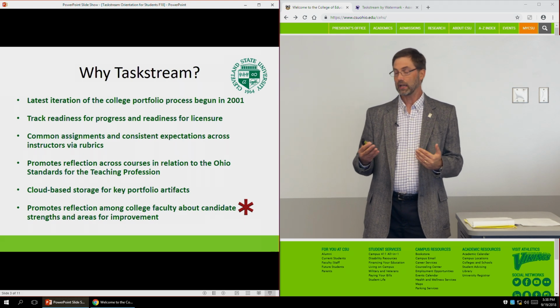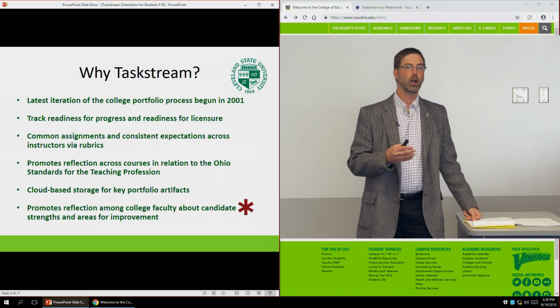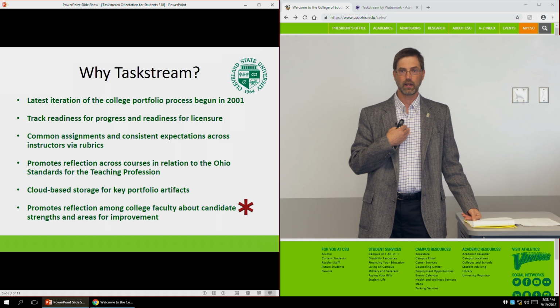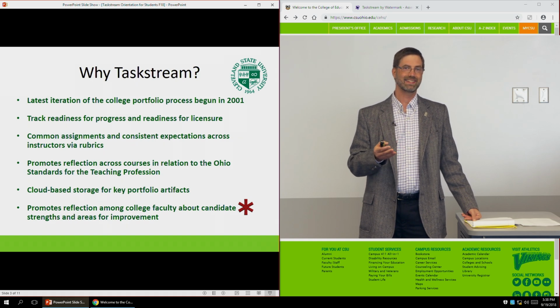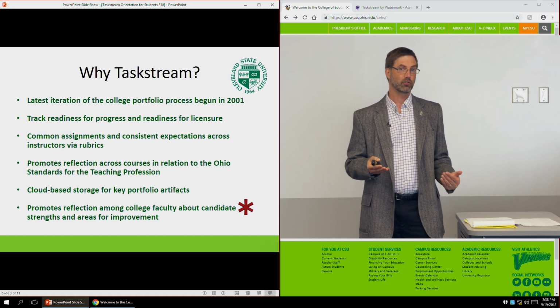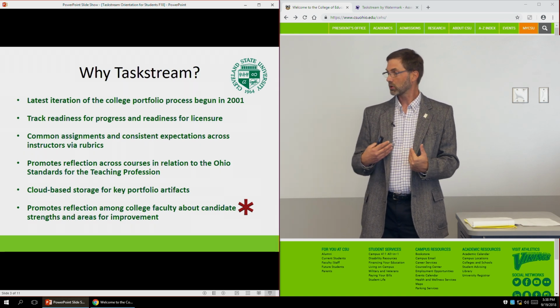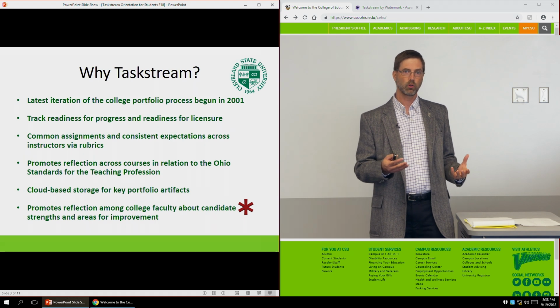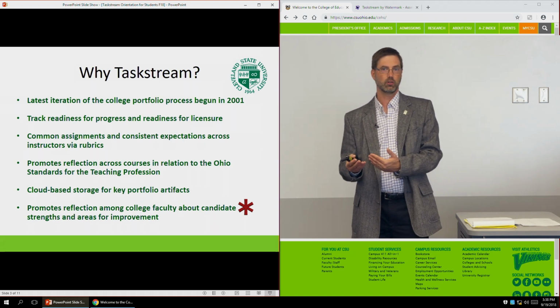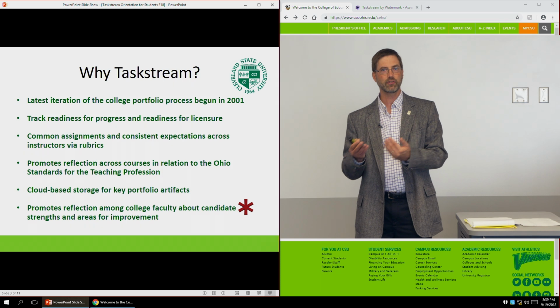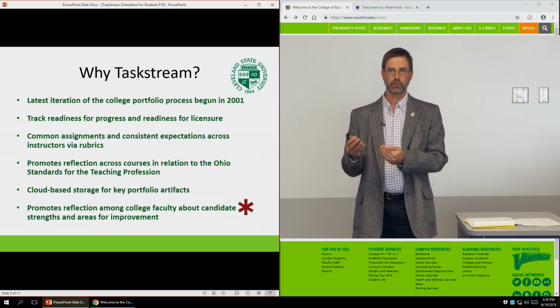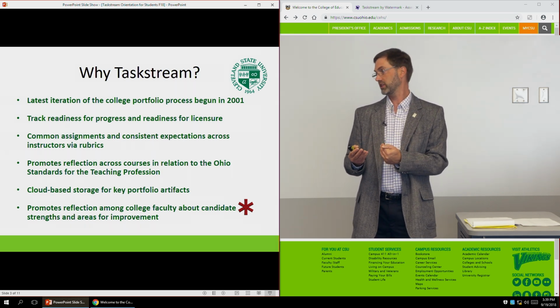Well, in the same way, we also are reflecting on our performance as a college faculty. So by looking at the data that we gather in the Taskstream system, it's helping us to reflect on our own performance and figure out what are the things we're doing well as a faculty and what are the things that we need to improve on. And we're using this on a constant basis to try to set goals for ourselves and to try to continue to improve our teacher prep programs.